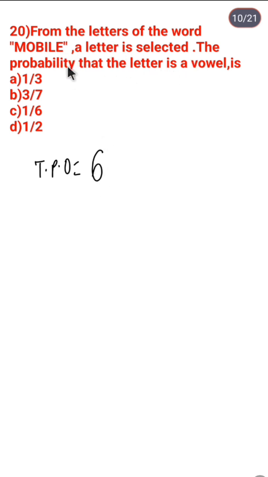A letter is selected. What is that letter? What is the event? The probability that the letter is a vowel. What is the event? Favorable outcomes. What will the outcome be? What probability do we choose in the event? It should be a vowel. 5 vowels are there: A E I O U.